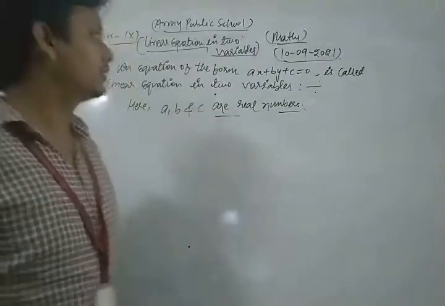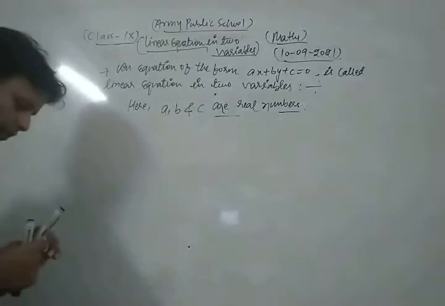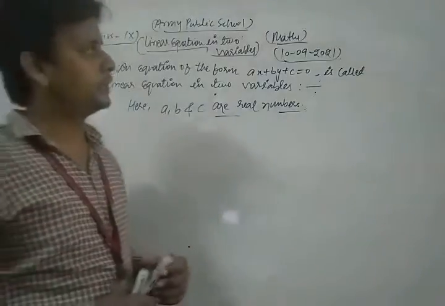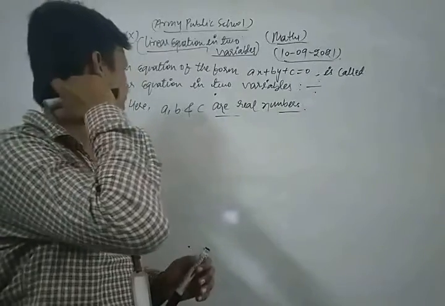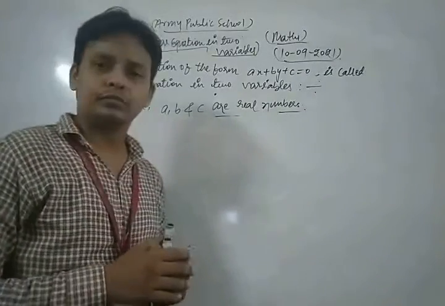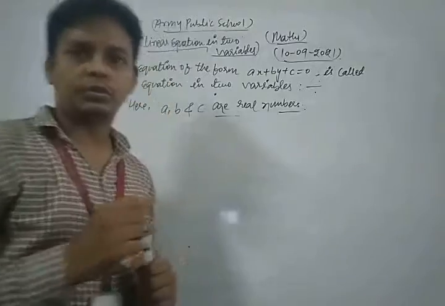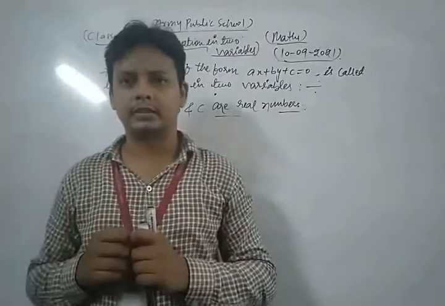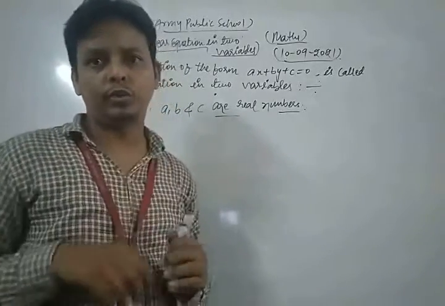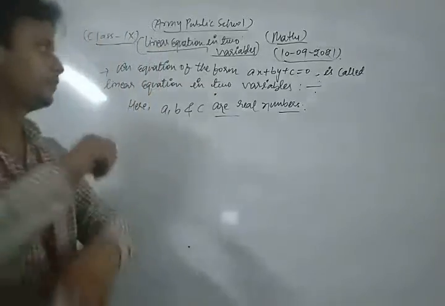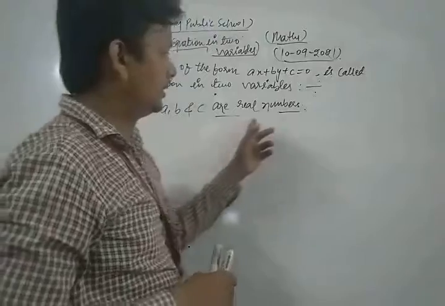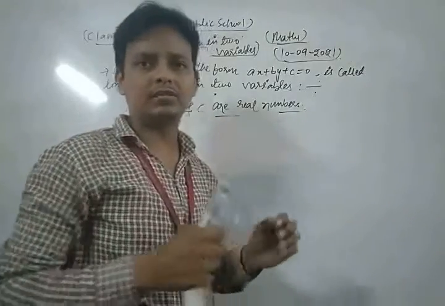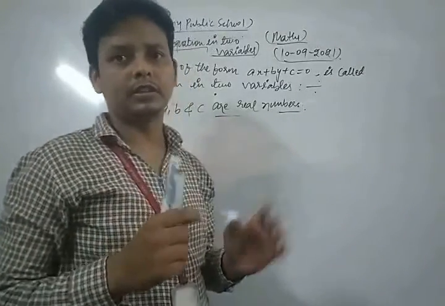So dear friends, an equation of the form ax plus by plus c is equal to 0 is called a linear equation in two variables. Here a, b, c are real numbers. This is one of the most important concepts related to that.